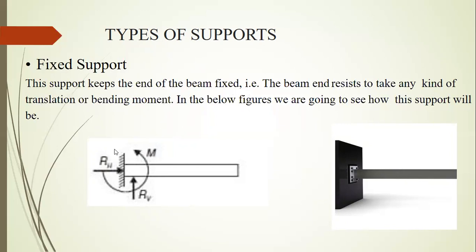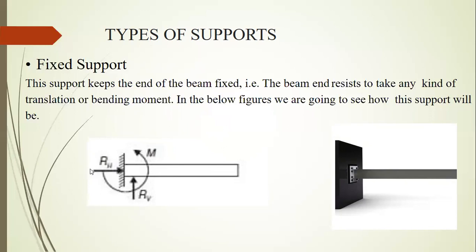That means if the support is fixed, it does not allow the beam to undergo any deformations or any motions. Okay, so therefore the fixed support will always have three reactions. Three reactions means, what are the three ways of motion?